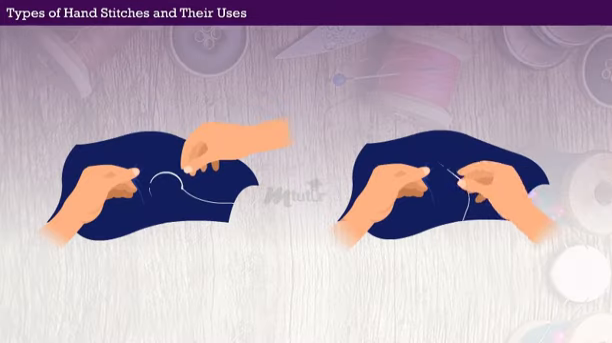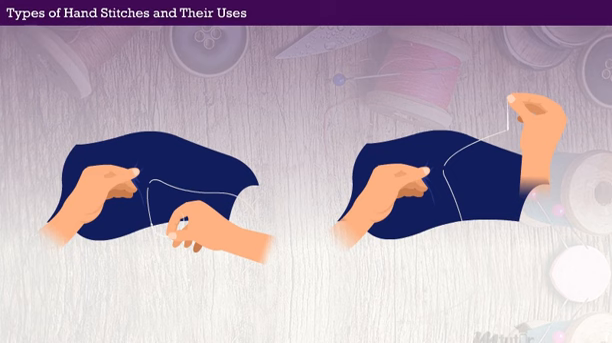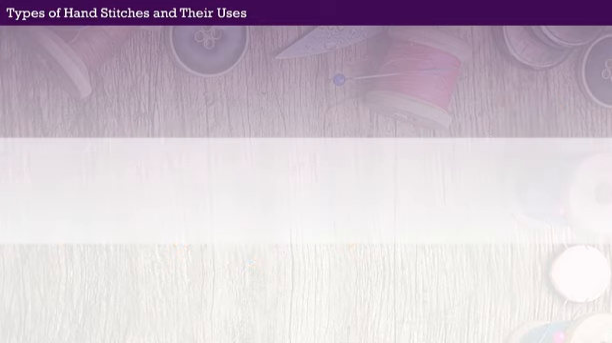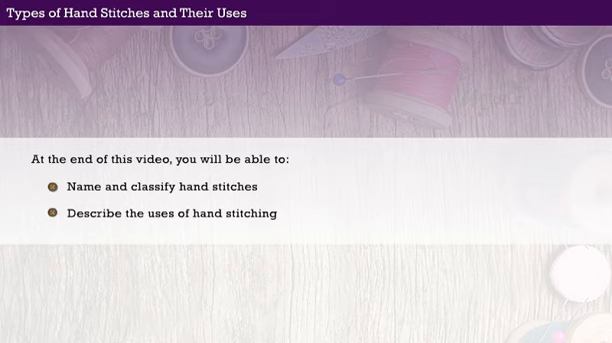As we all know, before the sewing machine came into use, garment making was done exclusively by hand, and we still need certain hand stitching styles for dressmaking. So by the end of this video, you will be able to name and classify hand stitches and describe the uses of hand stitching.